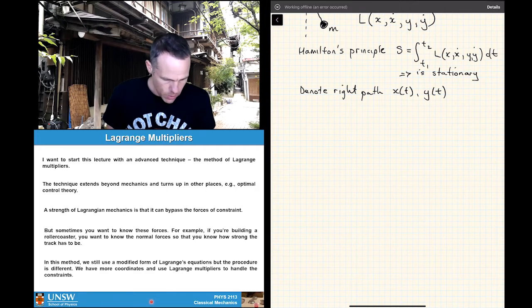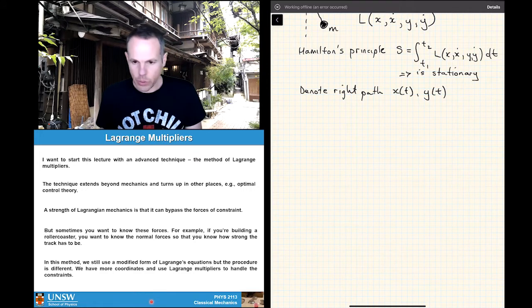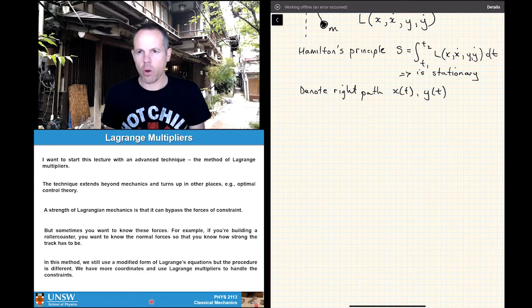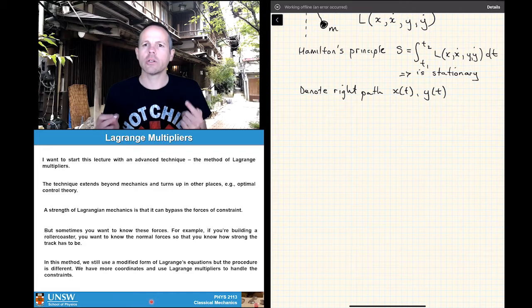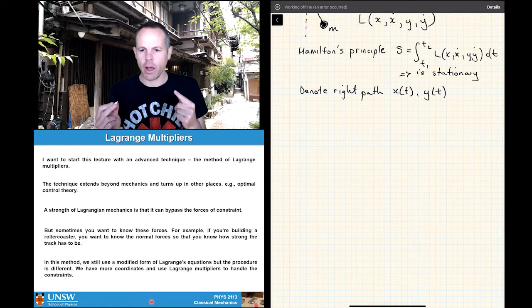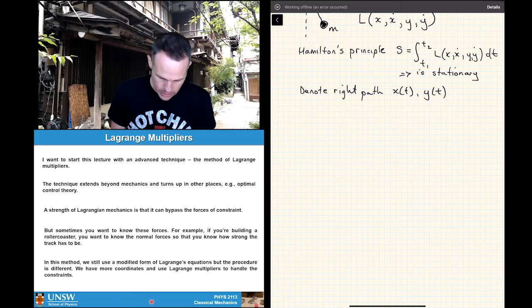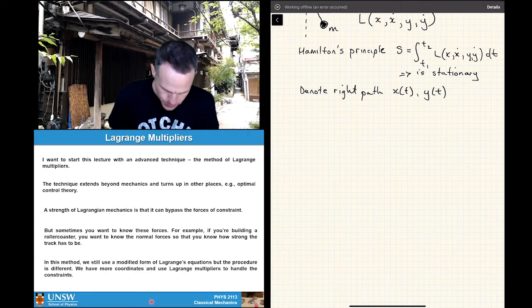And then we're going to imagine a small displacement to a neighboring wrong path. And at the moment, that's going to seem a little weird because it's going to be like the motion's constrained. How can you go to a wrong path? What we're actually going to do here is basically tie Hamilton's principle in with the constraint force by essentially temporarily relaxing the constraints. So we have a wrong path.